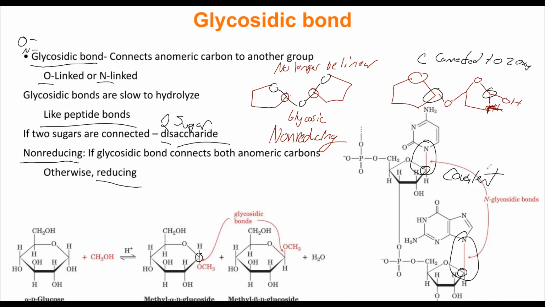So this is called reducing, linear, because the second carbon here, the anomeric carbon, is not in an extra bond. So that means this sugar is free to revert to the linear form that we already talked about. If one carbon can go back to the linear form, we call that a reducing sugar. So this is a reducing disaccharide.